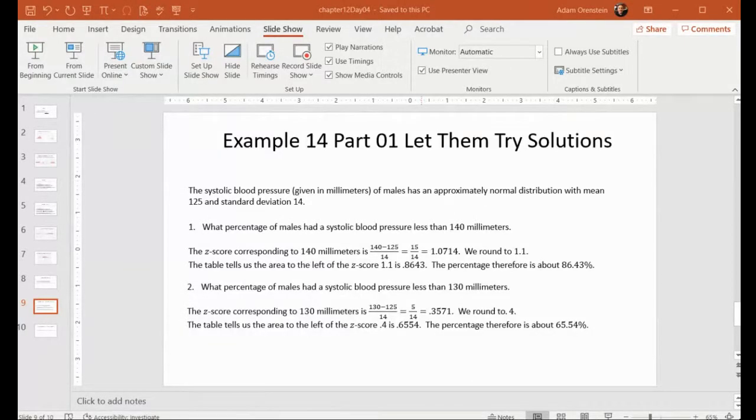All right, so let me now go to the table. So again, our z-score was 1.0714. As you can see, we're going to have to round. So let me stop sharing this thing.